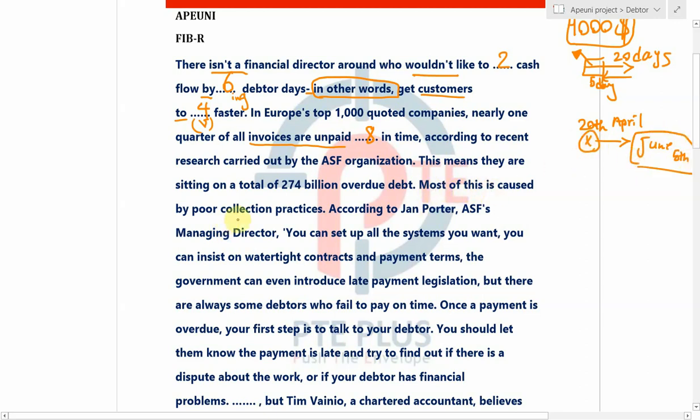Most of this is caused by poor collection practices. The strategies are poor for collecting these debts, I mean, for receiving or having that money back.